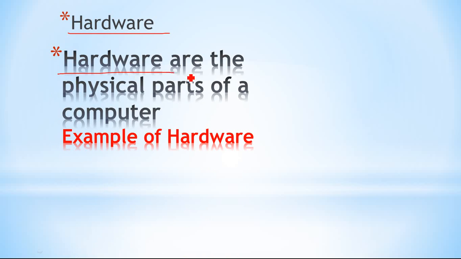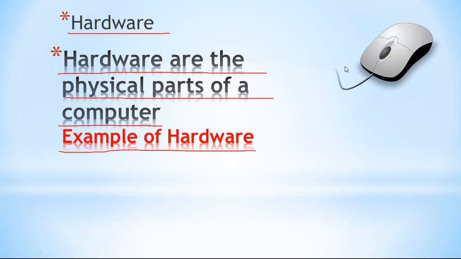Now next topic, hardware. So children, do you know what hardware is? Now I will tell you. Hardware are the physical parts of the computer system. So it means that hardware are the physical parts. Do you know what physical parts are? Physical parts mean the common parts of the computer. Now we will see examples of hardware. Hardware are the physical parts of the computer, the common parts of the computer.